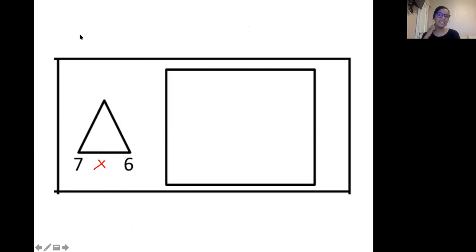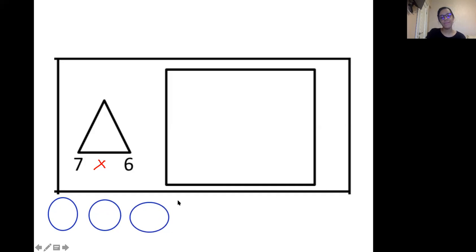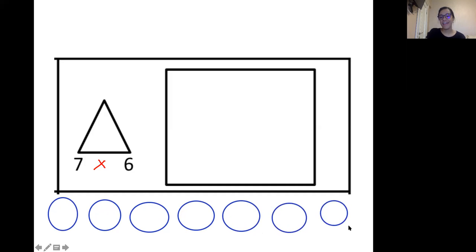So in order to find 7 times 6, what do I need to do? I can make some groups. I'm going to make 7 groups: 1, 2, 3, 4, 5, 6, and 7. I've made 7 groups. And then here I can put 6 in each group.